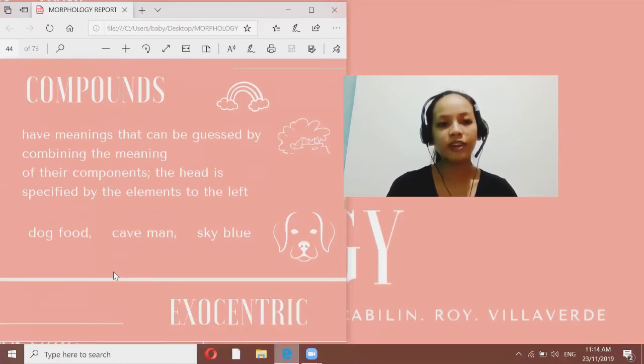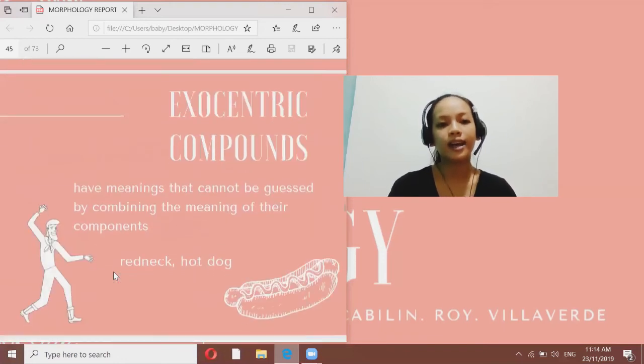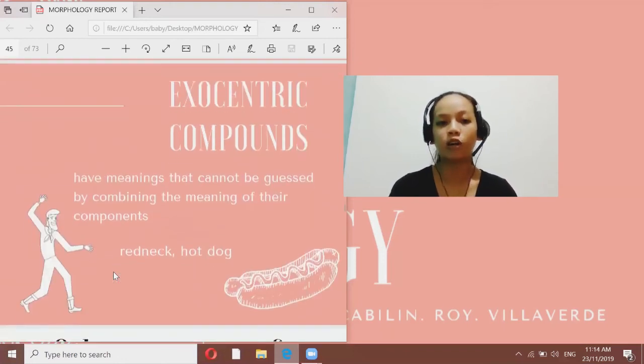The other classification for compounds is called exocentric compounds, which are words that have meanings that cannot be guessed by combining the meaning of their components. So here, we do not take the words literally because they mean differently from the combined words alone. The meaning of the word is also not carried by the head. For example, is redneck.